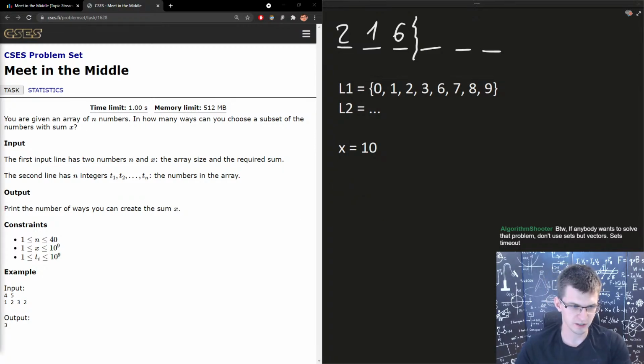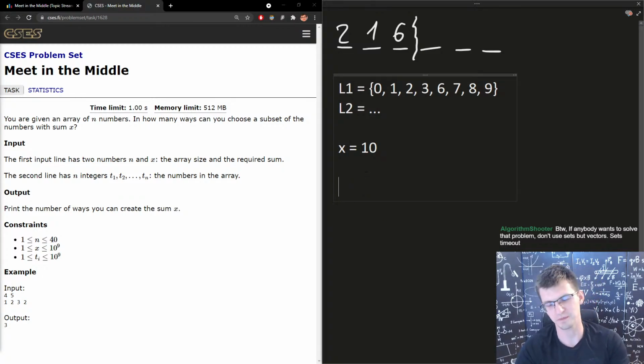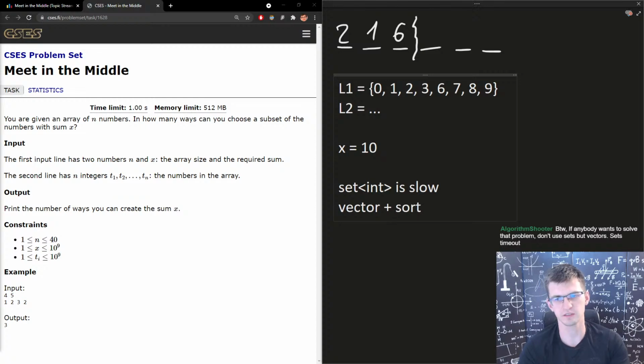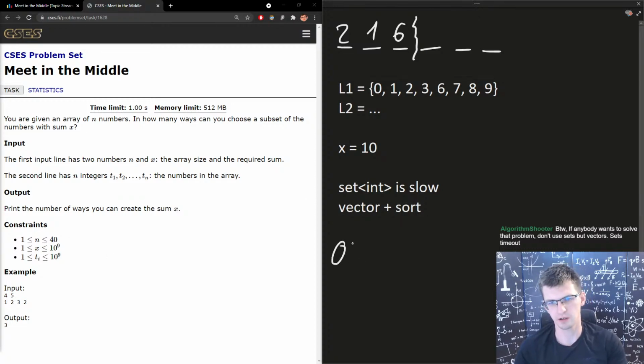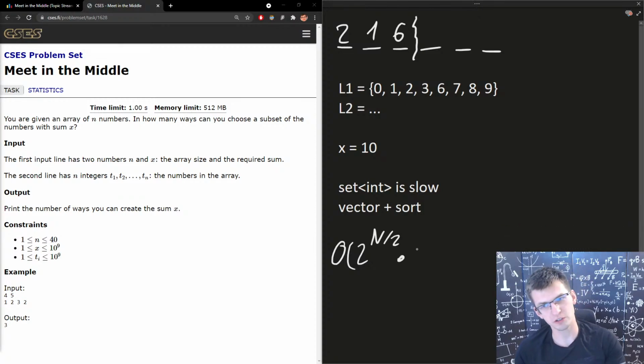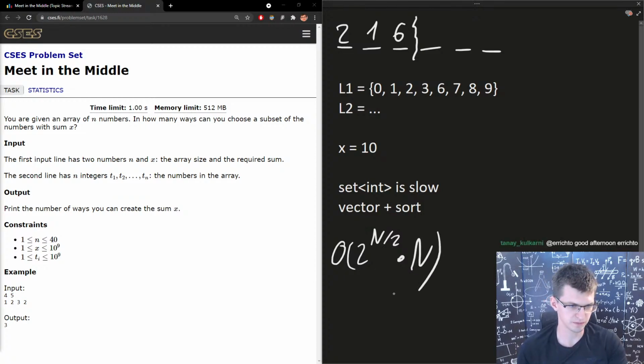Just like algorithm shooter says in the chat, actually, set of int is slow in C++. Better to use vector plus sort. And the time complexity here will be, I believe, 2 to the 20th power, n over 2, times the logarithm of that if you want to sort or put everything into a set, but the logarithm of this is just n over 2, so we can say that this is the time complexity.